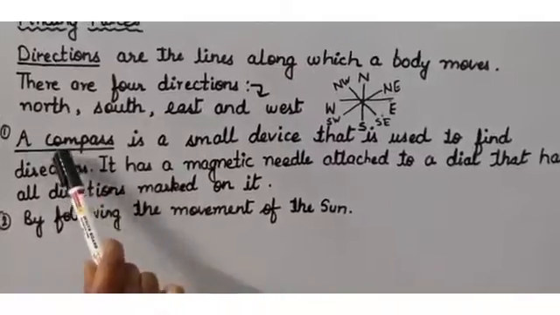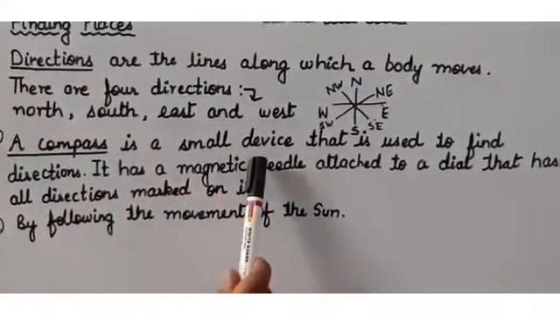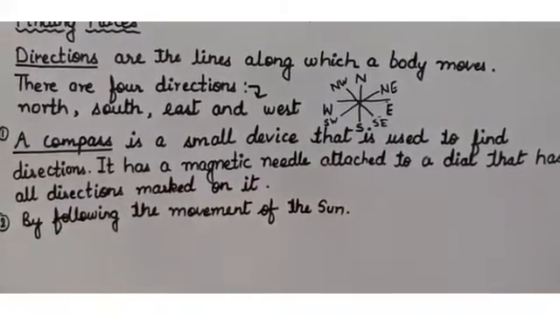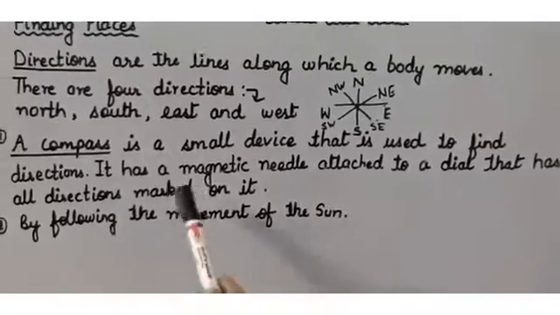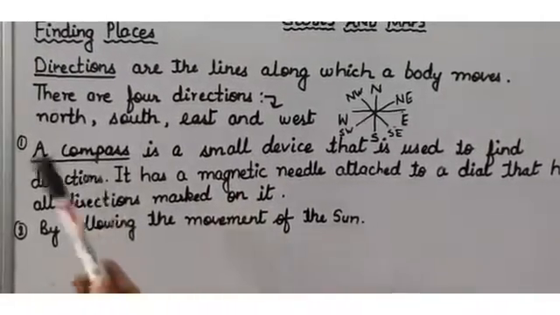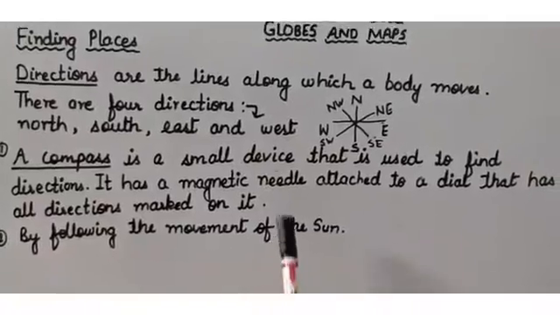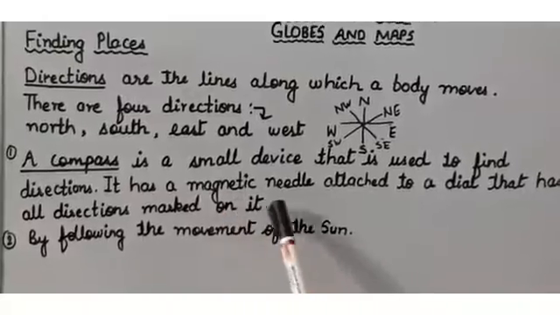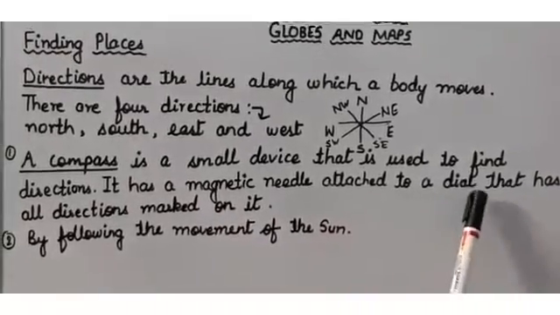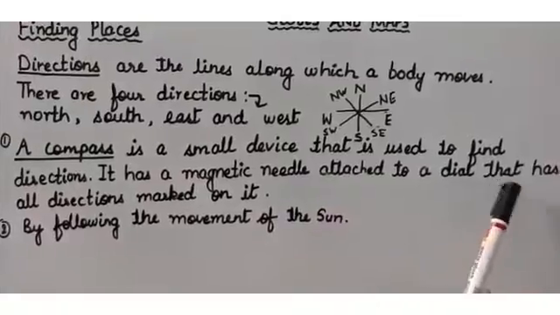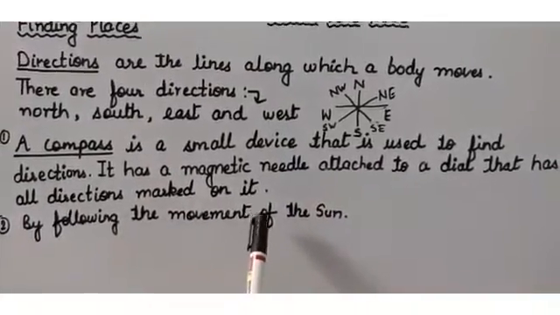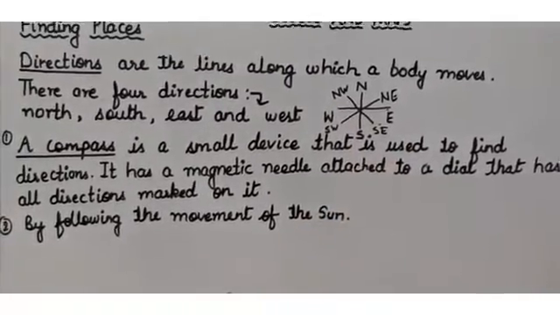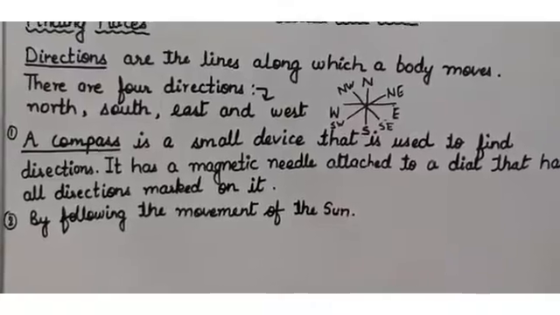Now, what is a compass? Compass is a small device that is used to find directions. Now, what is this small device? This compass has a magnetic needle. It has a needle and that needle is made of magnet. And this magnetic needle is attached to a dial, and that dial has all directions marked on it. All directions means all the main directions and the sub-directions. Now, how? I'll show you.